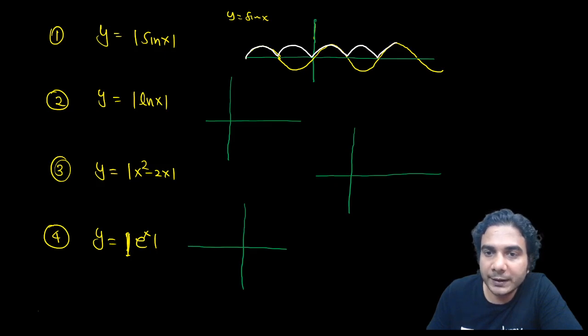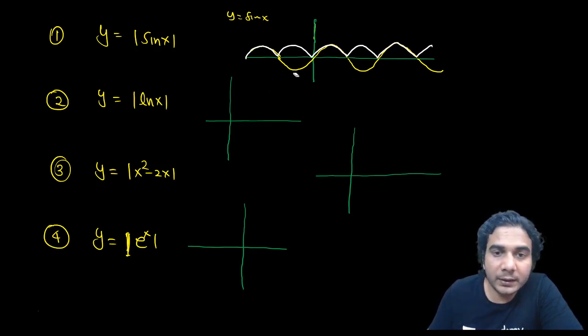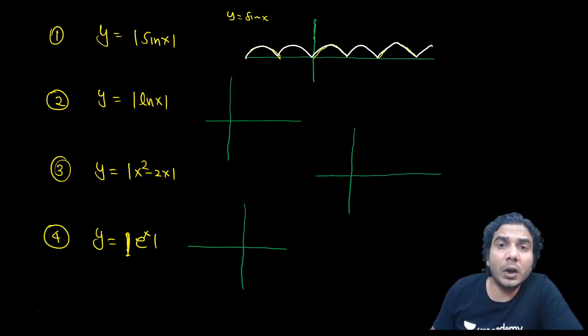This portion will remain same. This portion will come up. All right. So the portion which is coming up, you need to remove that, because it has come up. You have taken the reflection of it. So this is the graph of y is equal to mod of sin x. So y is equal to mod of f(x) will always be above x-axis.